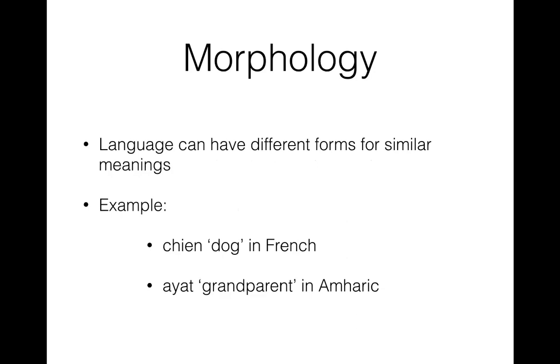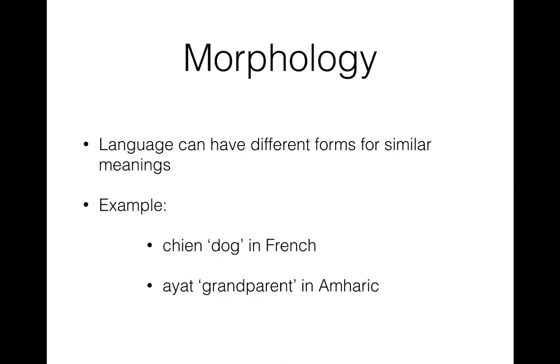Now, again, we saw this in the last lecture, that you can have different forms for similar meanings across languages. So for example, the word dog in French is chien. It doesn't look anything like dog in English, even though the meaning is the same.